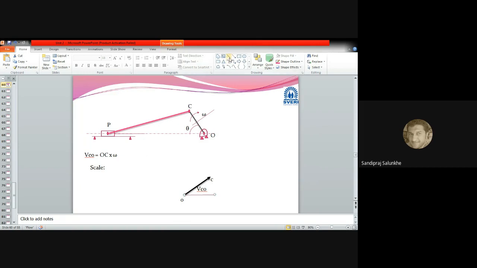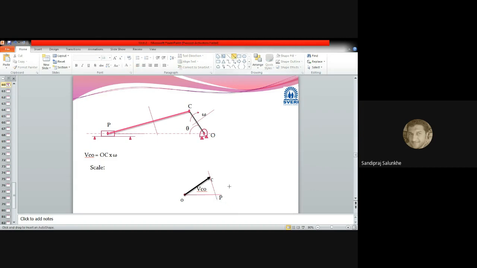Then, since the point is on the OC link, we can draw a line perpendicular to OC through point C. Where this line, which we have drawn parallel to the line of reciprocation, and the line perpendicular to OC intersect each other, that will be the point P. Right?